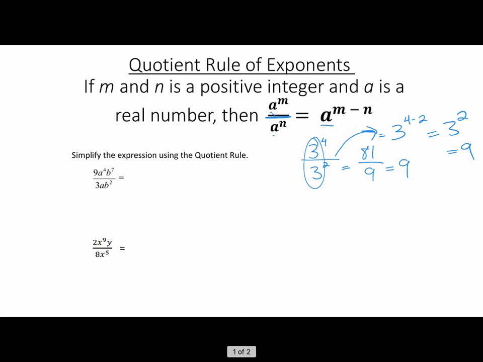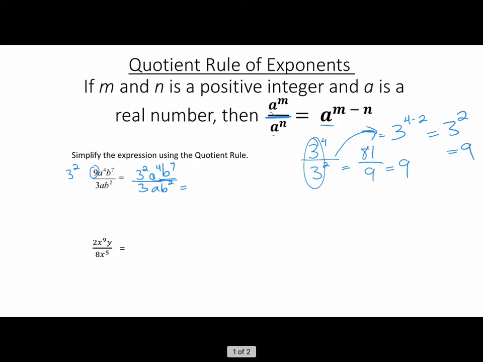Let's use this rule to simplify expressions. Our first example, we have a quotient here. And if you think about it, 9 is actually 3 squared. So you could rewrite it like that, or you could just simplify the number factors. Either way is fine. But let's say I just rewrite that as 3 squared. And then I can use the quotient rule here.